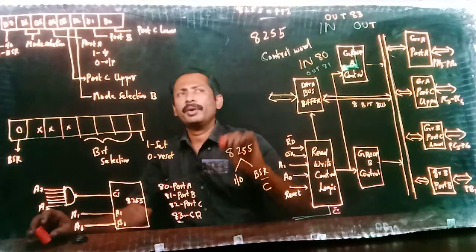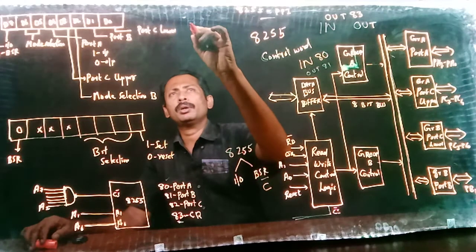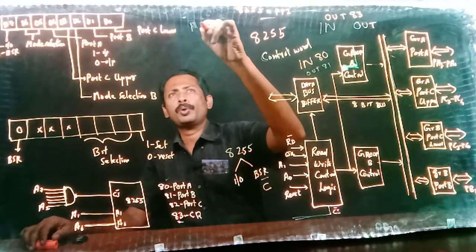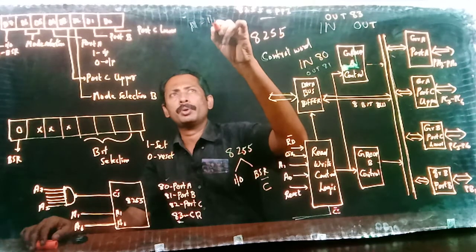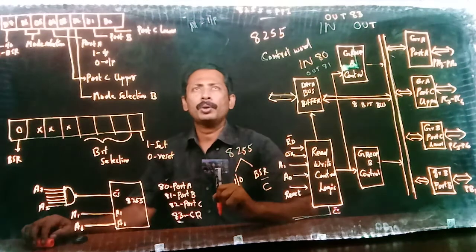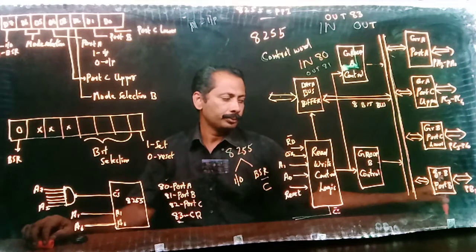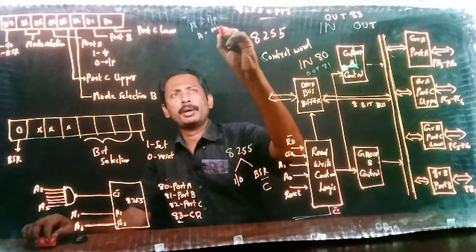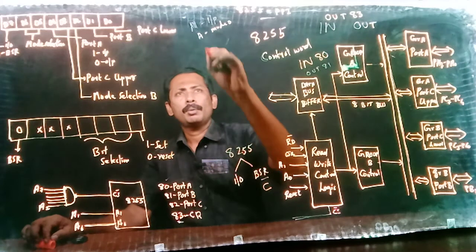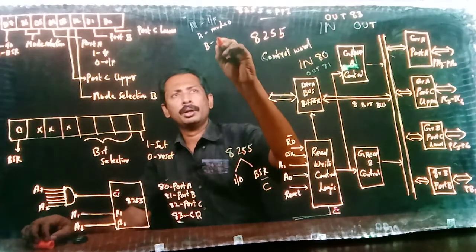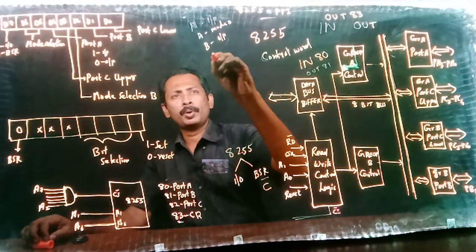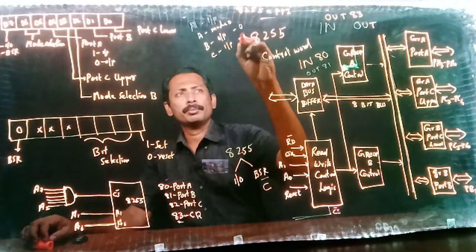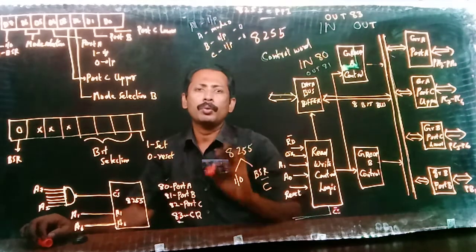So for example, if I want to use port A as input port, port A input work ചെയ്യണം. Then port A എന്നുള്ളത് മോഡ് 0 വേണം. പോർട്ട് ബിയിൽ ഔട്ട്പുട്ട് ഡിവൈസ് വേണം. പോർട്ട് സിയിൽ ഇൻപുട്ട് ഡിവൈസ് വേണം. എല്ലാം മോഡ് 0 വർക്ക് ചെയ്യണം. അങ്ങനെയാണ് I have to form a control word.